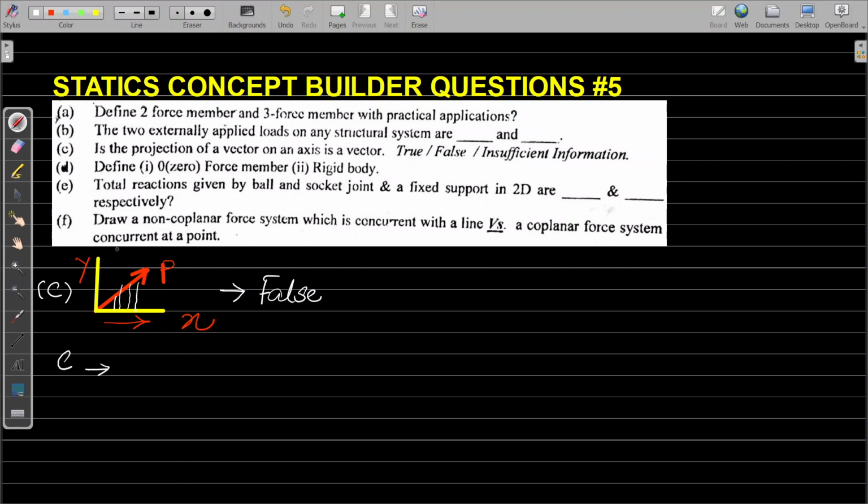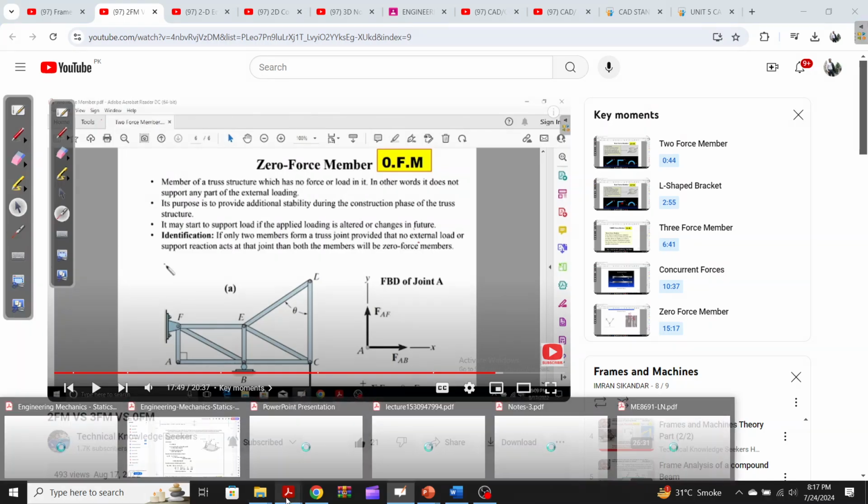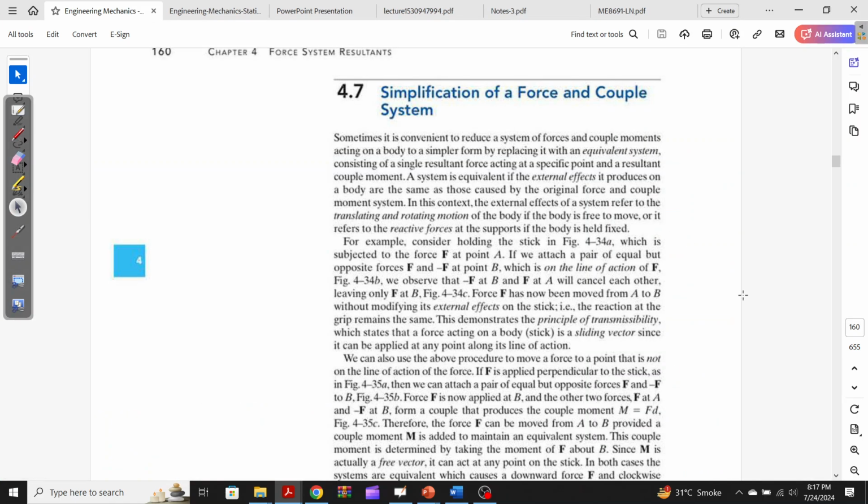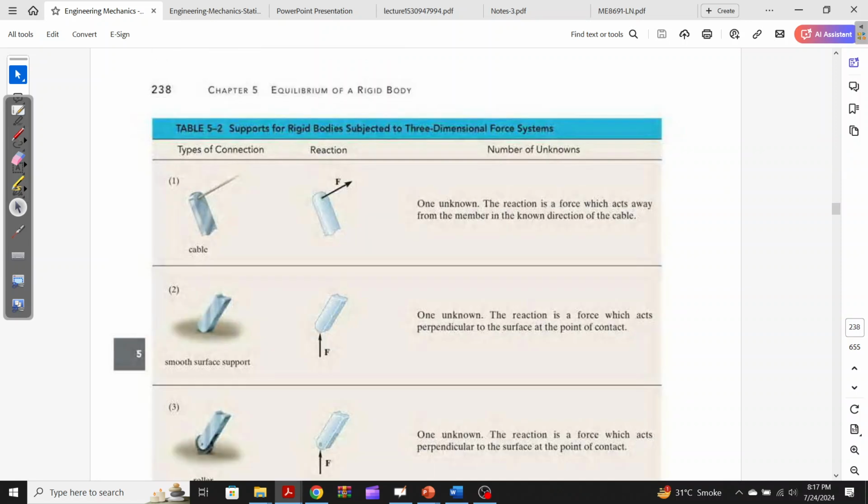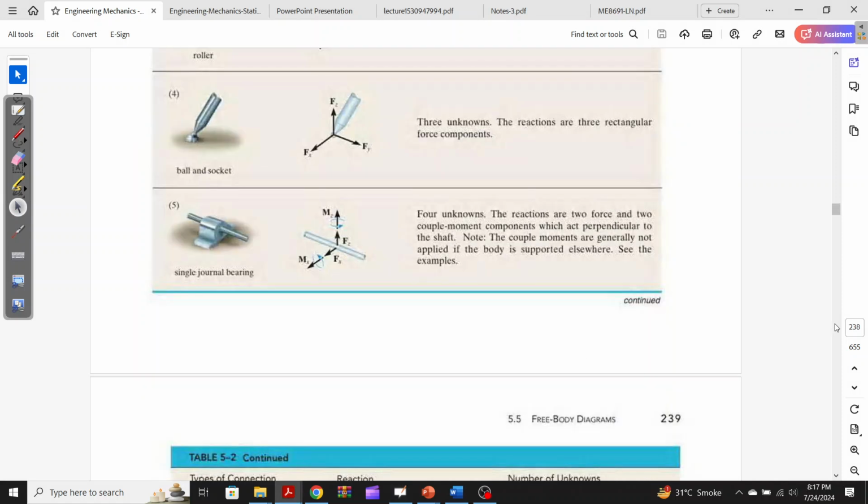So for E, ball and socket joint, if you go here to 2 3 8, these are what is termed as our supports for a rigid body in 3D. You must learn this FBD of 3D supports. You can see there's a ball and socket joint over here, and it will give you three reactions: Fx, Fy, Fz, three rectangular force components. This is how you will solve this part.